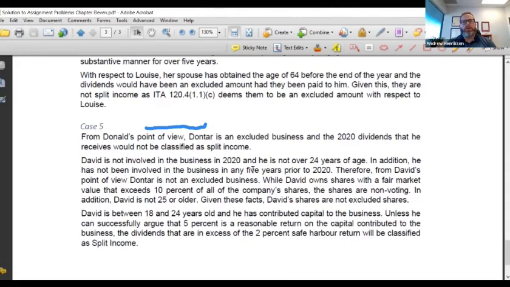So he's between 18 and 24. Remember the reasonableness type stuff? He did put capital. I don't believe it says how much, but it does say he took his own savings and he acquired the shares. So he did invest in the business. So now we're into the reasonableness situation. So now we're into the gray area.